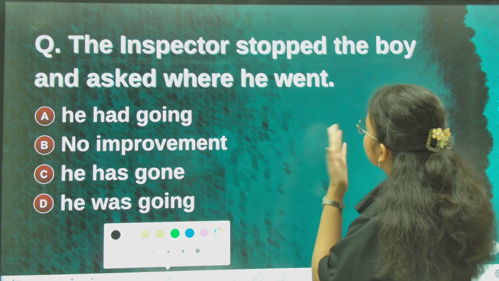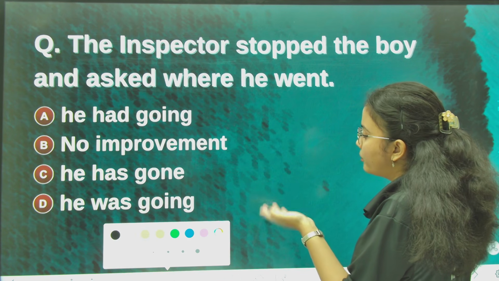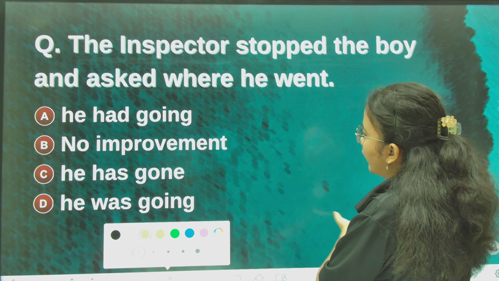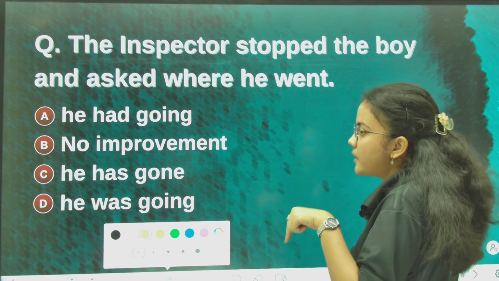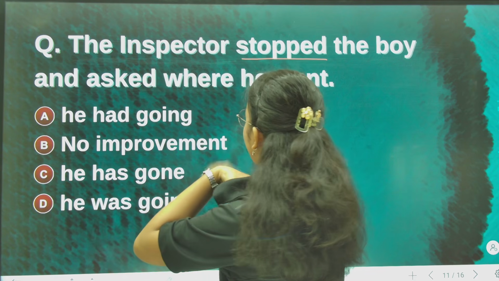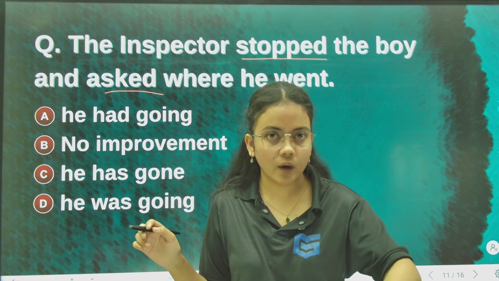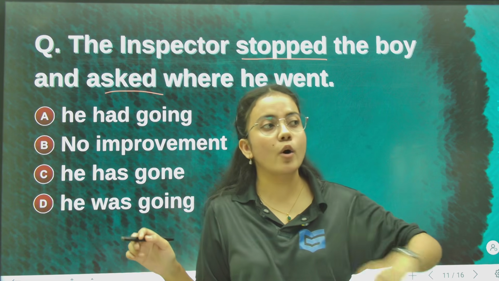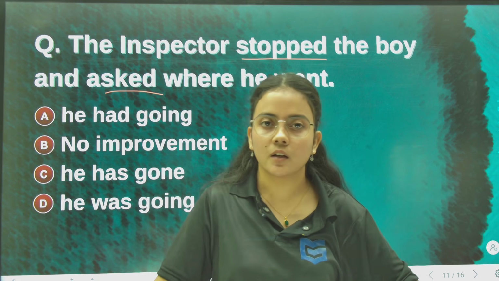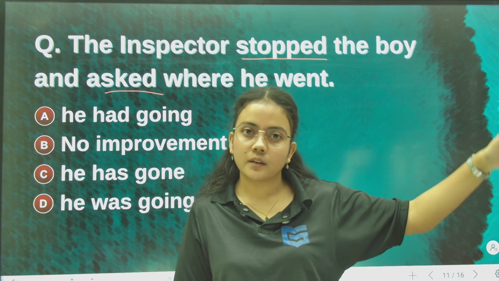The inspector stopped the boy and asked where he went. Option A, he had going; B, no improvement; C, he has gone; and D, he was going. Now see, the inspector stopped the boy and asked where he went. When the inspector stopped the boy, the context is in past tense: stopped, and asked, so everything is past tense. Stopping the boy means the boy was already in the process of going somewhere. The action was in the past and it was continuing.